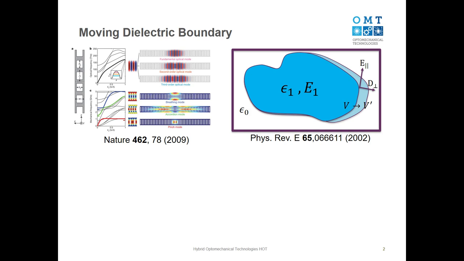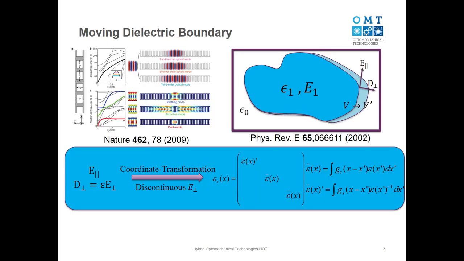So what happens here is you have your device or cavity that you want to study, surrounded by vacuum. Because of the moving boundary, you have a volume or displacement shift at the interface, with the permittivity changing from epsilon 1 to epsilon 0. Jackson told us that the field parallel to the interface is continuous, and the displacement field is also continuous.